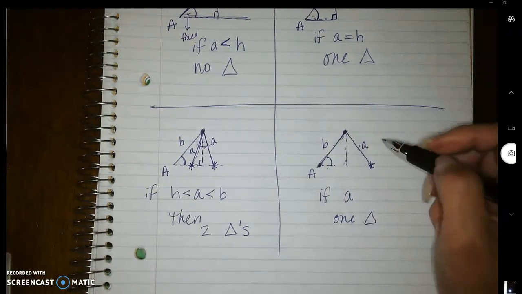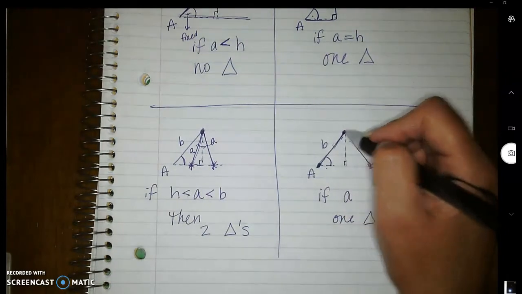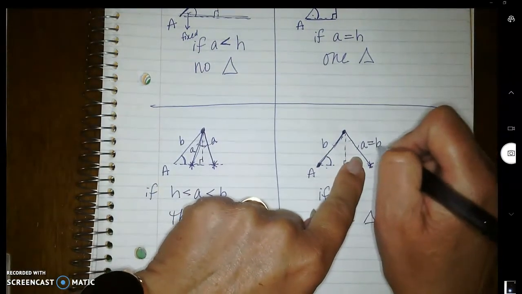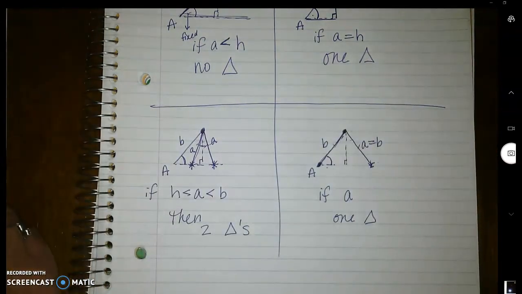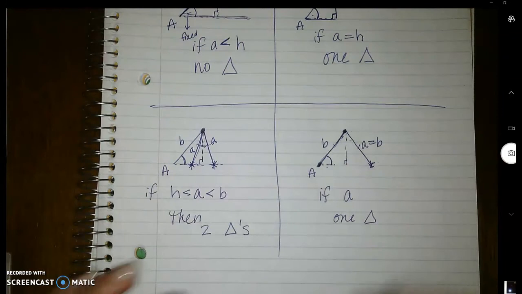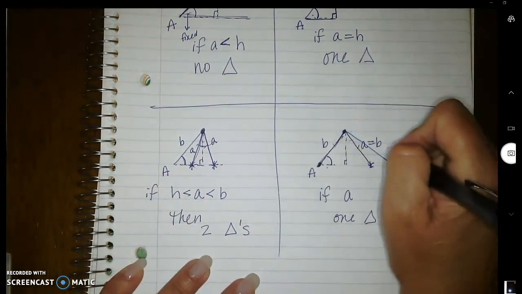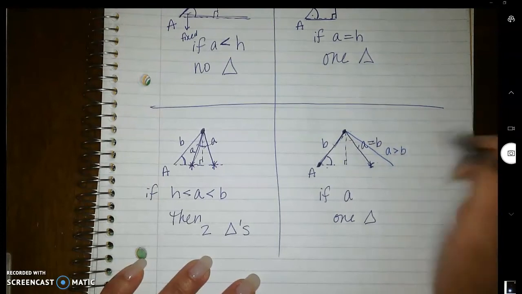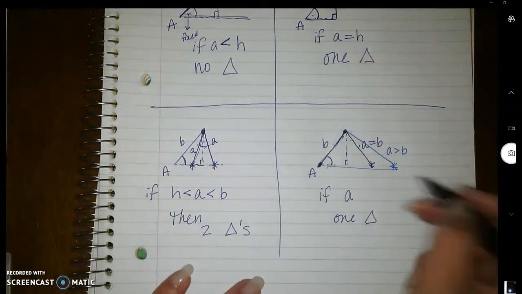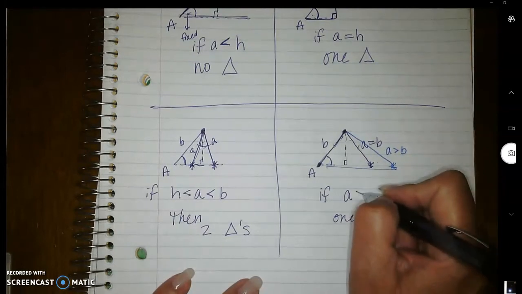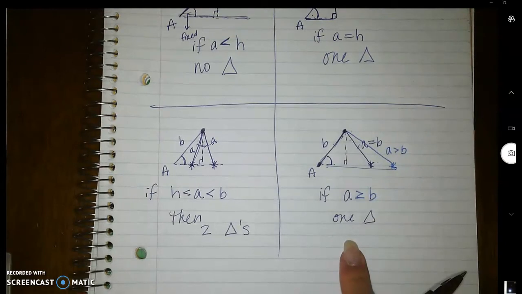But what if it's a little bit longer than B? So if my side A is just a little bit longer, remember, this is when it equals B. If my side, let me get a different color pen so you can see this a little better, if my side is a little longer, so this is when A is bigger than B, then I'm still only going to get 1 triangle. And so we say that if A is greater than or equal to B, you end up with 1 triangle.